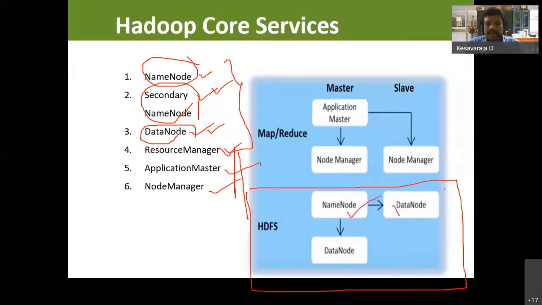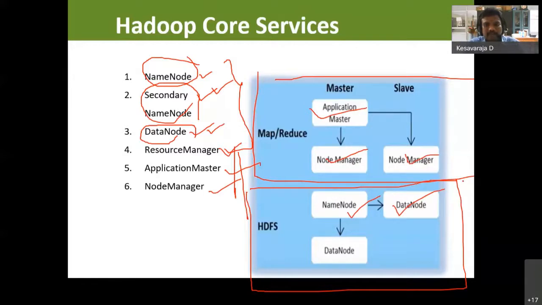Name node and data node. In MapReduce architecture, there is a master and slave: application master and node manager. The application master splits the data, and the node manager processes it. The name node splits and stores metadata, and the data node stores the data and provides it whenever requested. So HDFS and MapReduce are the 2 core components of Hadoop.